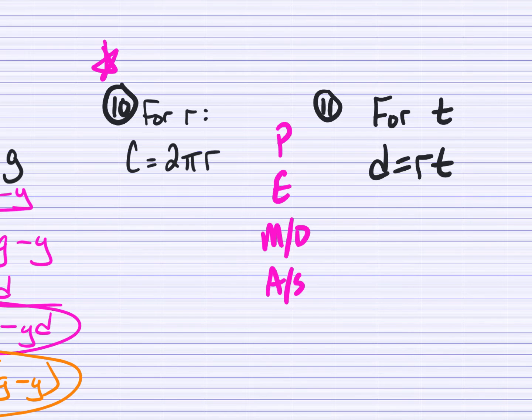All right, number 10 is almost exactly like 6, 7, and 8. We have to get the variable that they want us to get all by itself. So we are trying to solve for the r right here. So we simply ask ourselves, to get the r by itself, there's a 2 and a pi that's written right next to it, which means multiplying. How do we get rid of multiplying by 2 pi? Well, we divide by 2 pi.